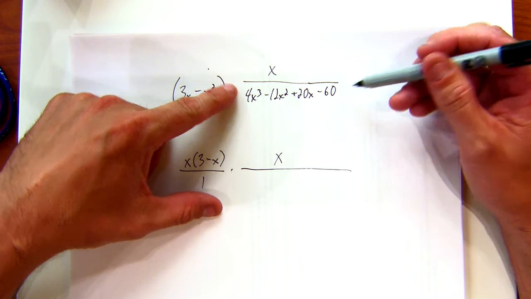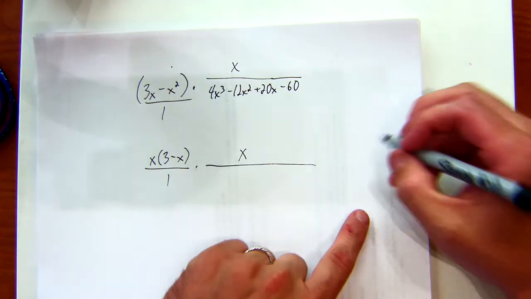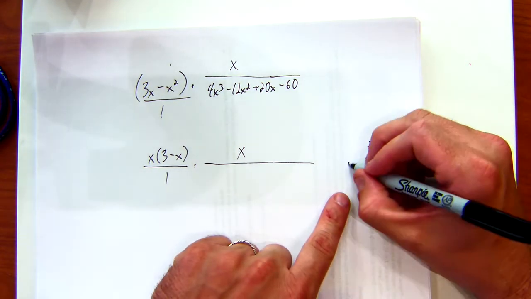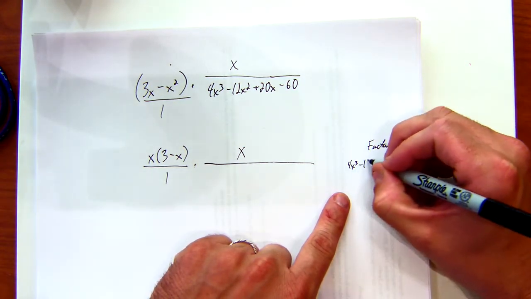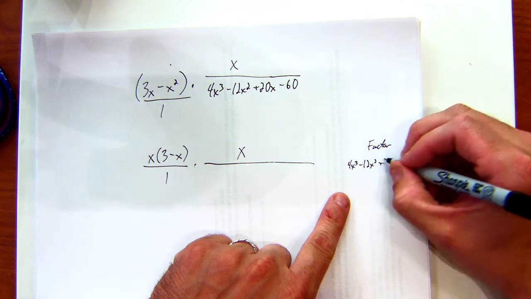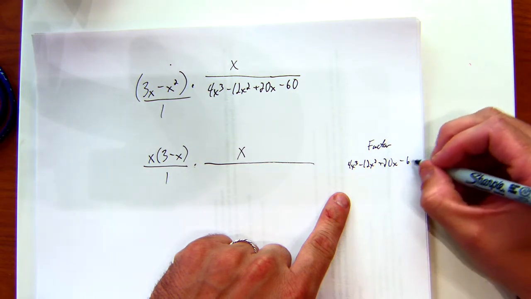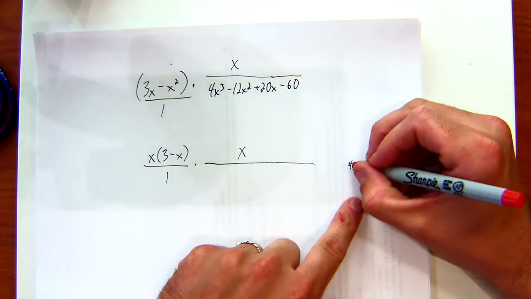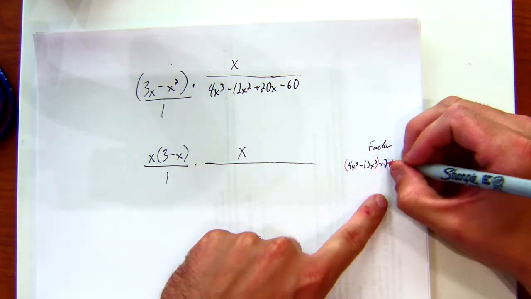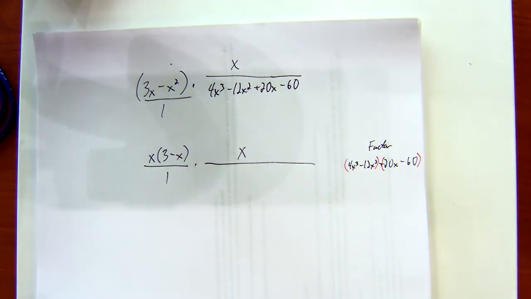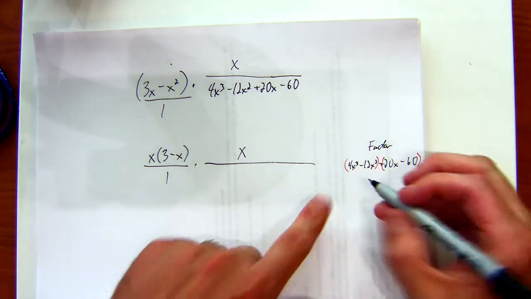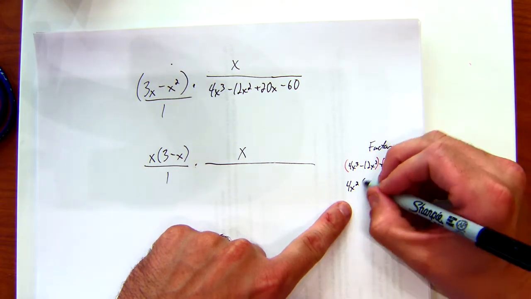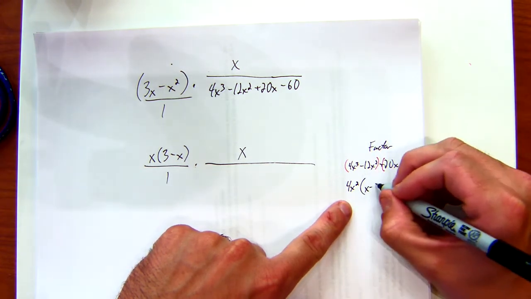Yeah, just by grouping. So here you might need to do a little mini problem. On the side of your paper you might want to factor 4x cubed minus 12x squared plus 20x minus 60. So again, I want to group the first two, and let's group the second two. I can factor out a 4x squared here from the first group, and I'll have x minus 3.